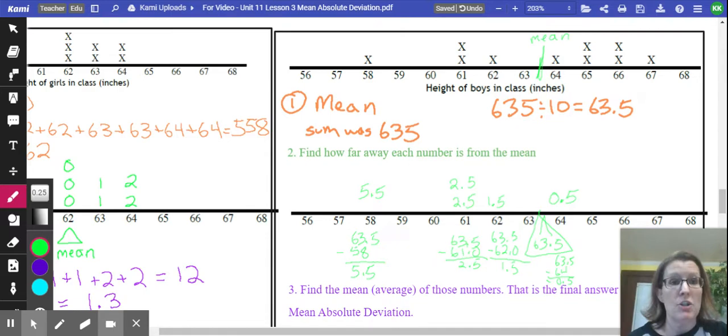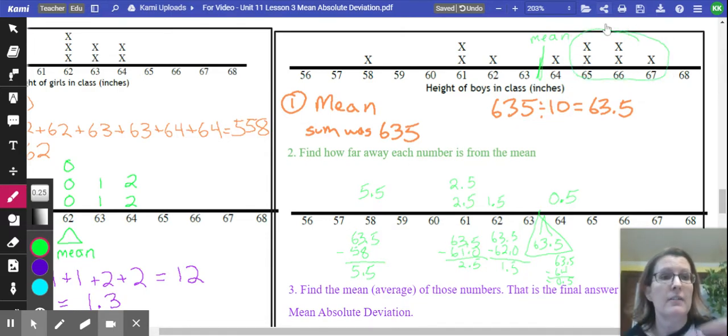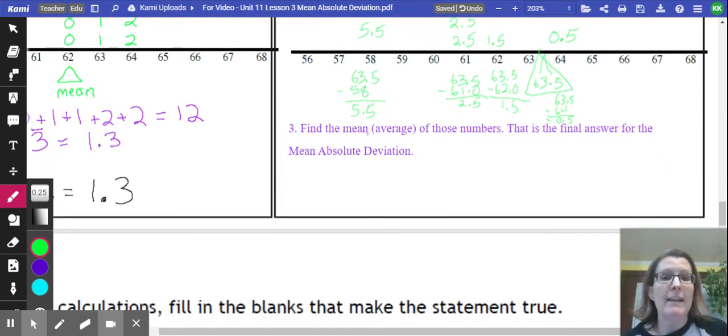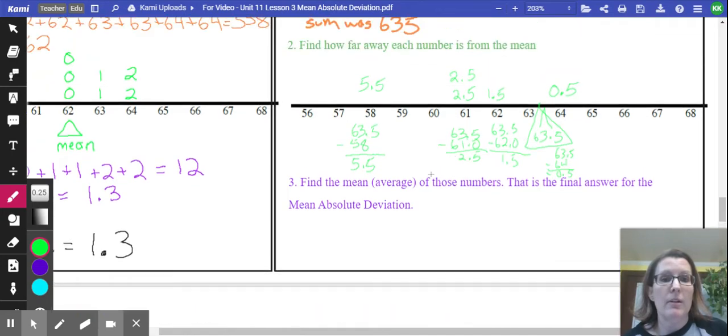Now you need to finish this question. So you still have 65, 66, and 67 to go. So do exactly what I just did with the numbers in front of the mean, the numbers that are lower than the mean, to find out how far away they are from 63.5. Then when you are finished, find the mean of those numbers. Remember, mean is the average. It's when you add them all up and divide by how many there are.